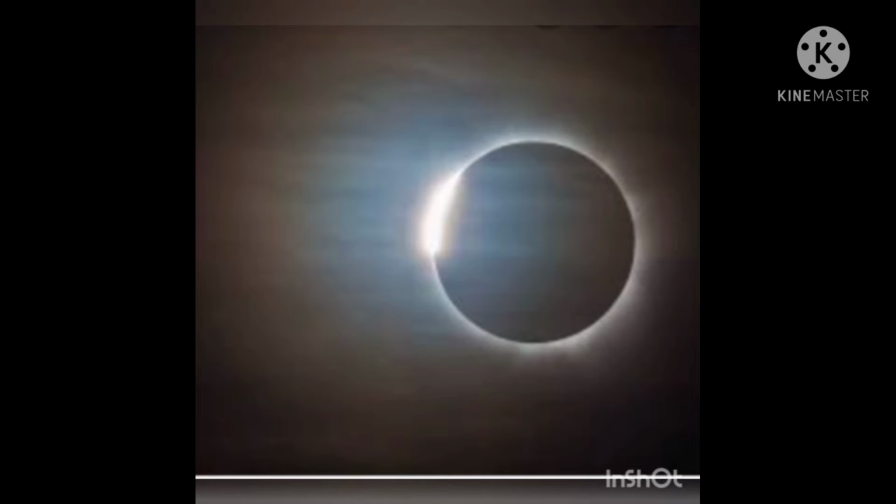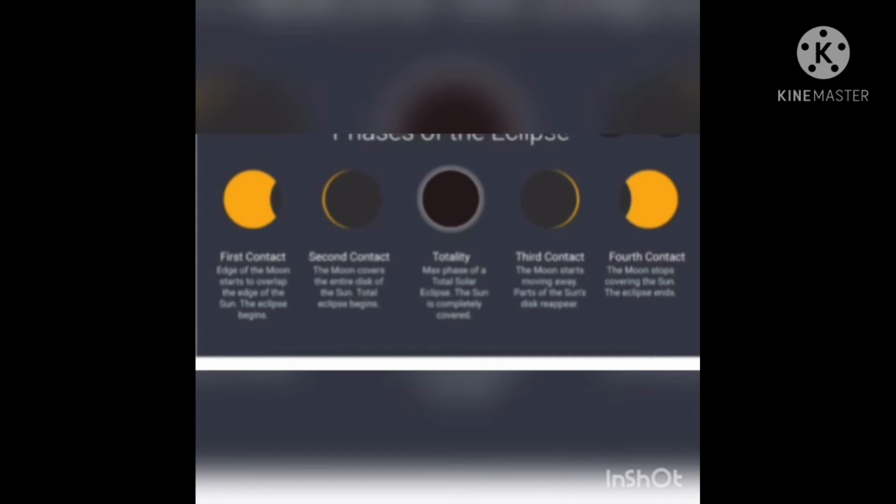There are 5 different stages during a total eclipse. The first one is the first contact, second contact and totality, then the third contact and the fourth contact, and the last one is the end.